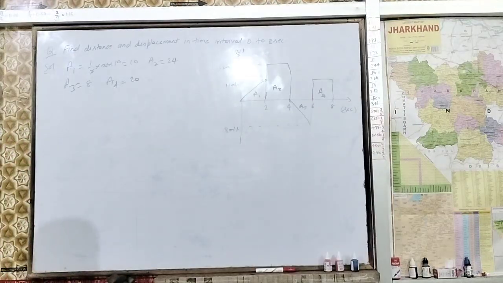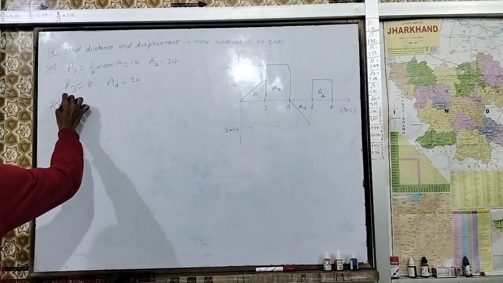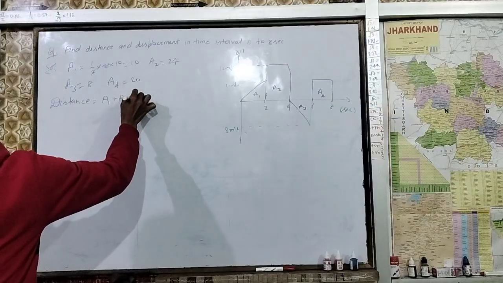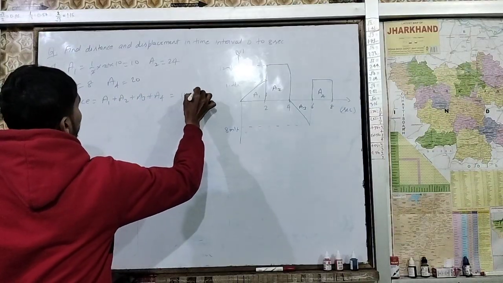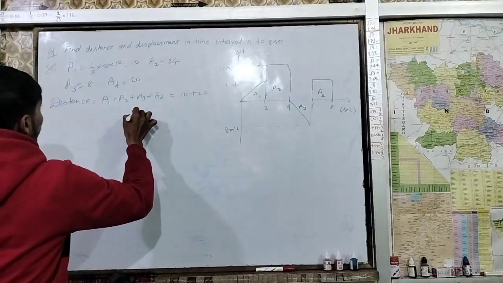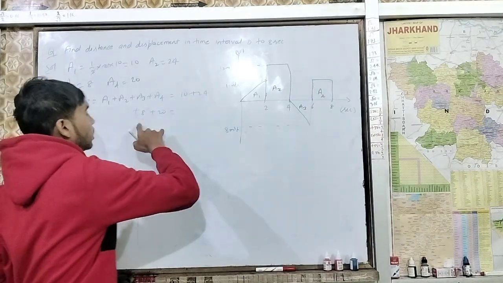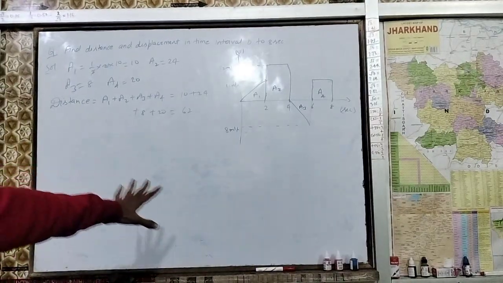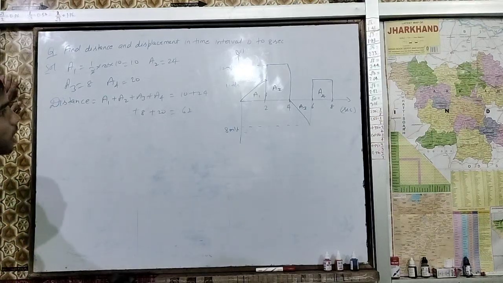So finally, distance will be the total of A1 plus A2 plus A3 plus A4. A1 is 10 plus 24 plus 8 plus 20, which is 10, 30, 50, 62. 62 is the total distance from this figure, from 0 to 8 seconds.